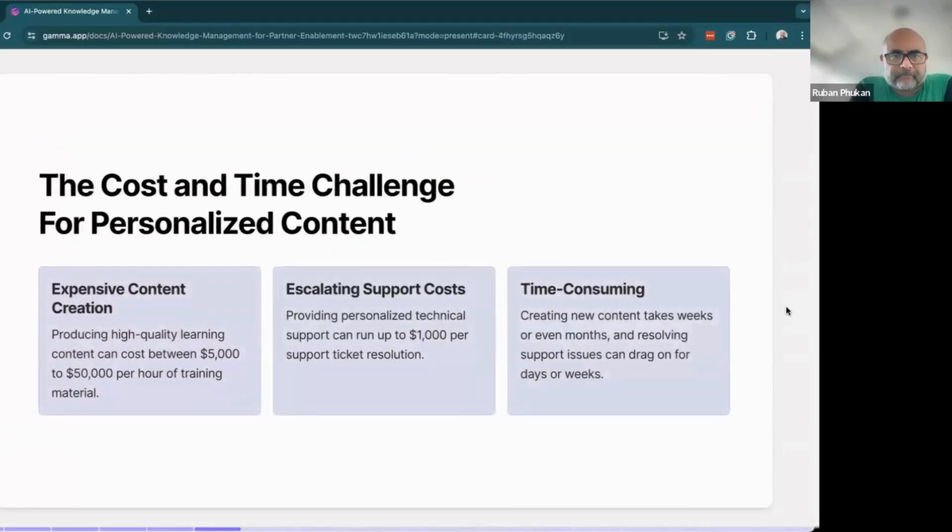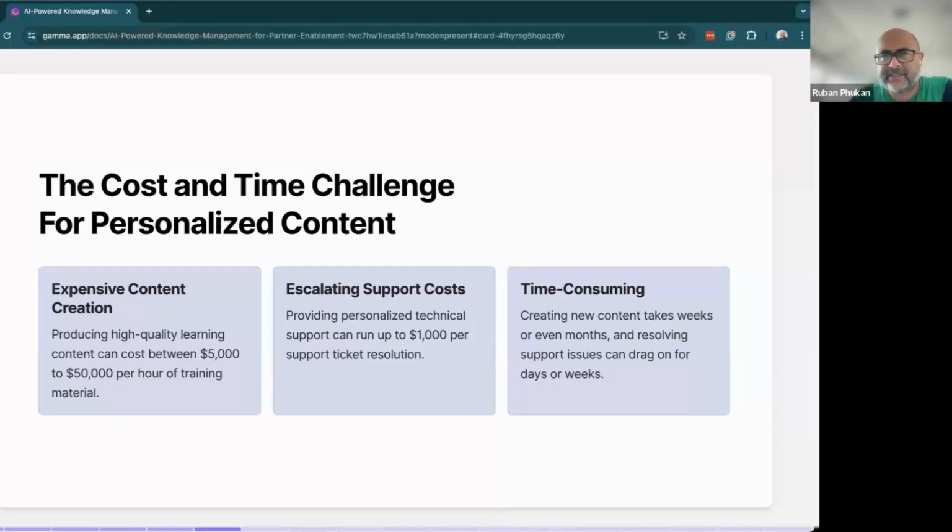So from the organization's perspective, this becomes a very expensive process, as well as a time-consuming process when it comes to managing the right content and the right support for the partners.